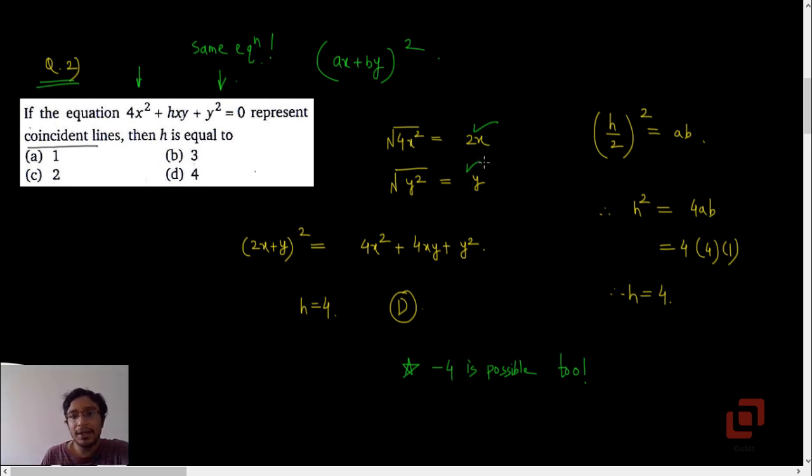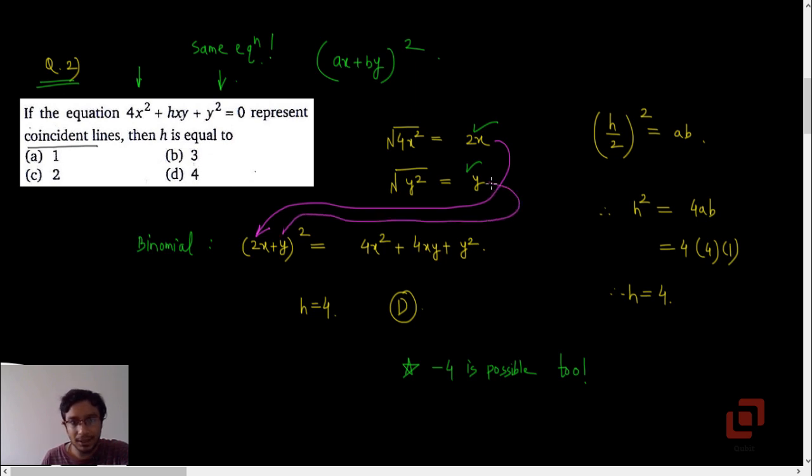Now I considered the binomial 2x plus y. That 2x was obtained as the square root of 4x squared, and y is obtained by taking the square root of y squared, the third term in the LHS. And if I now expand this (2x plus y) bracket squared, then it will give me a squared, so 4x squared, plus 2ab, so 4xy, plus b squared or y squared.